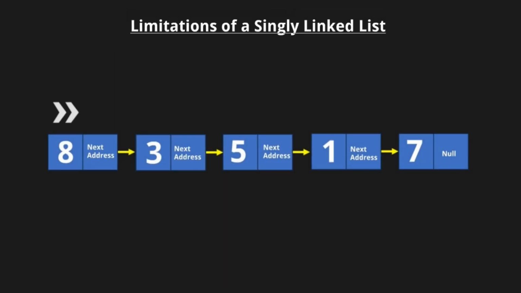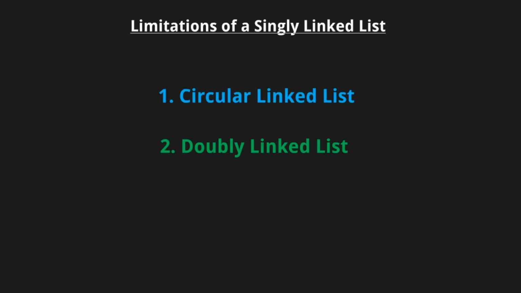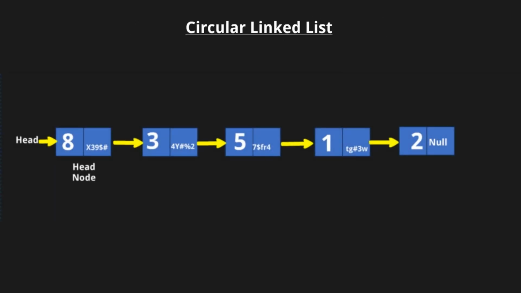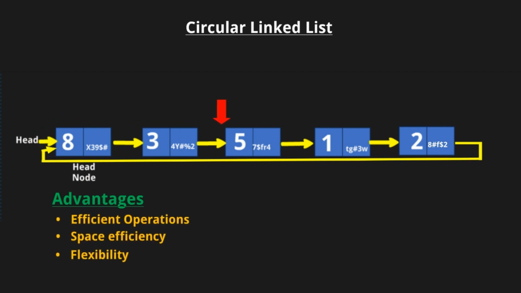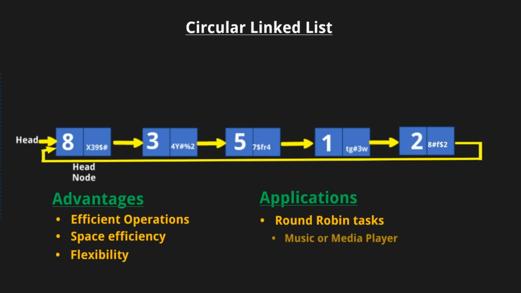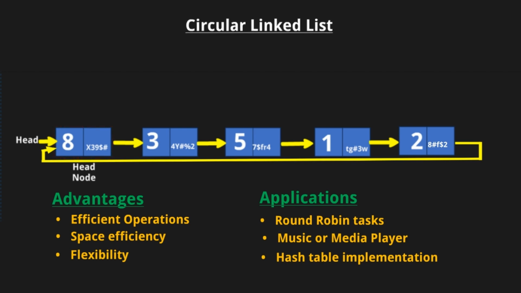One limitation of a singly linked list is its one-way navigation. You can only move from the head to the tail, not backward. To overcome this, we have two important variations, circular linked lists and doubly linked lists. In a circular linked list, the last node does not point to null but loops back to the first node, forming a circle. This allows continuous traversal in one direction. In this structure, you never encounter null as the last node address loops back to the first. This is perfect for tasks like round-robin scheduling or music lists. In memory, the last node's next pointer forms a closed circle by pointing to the first node.